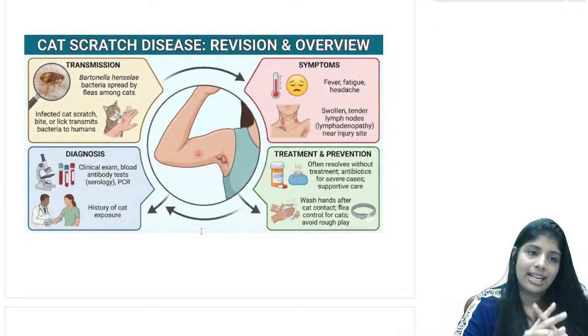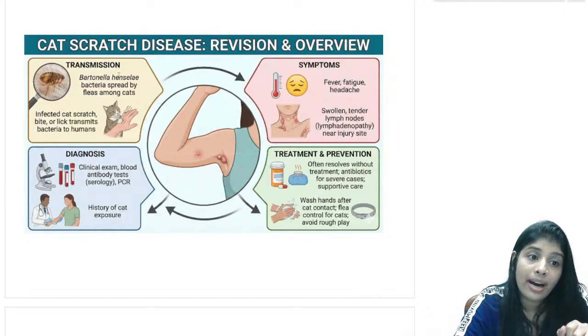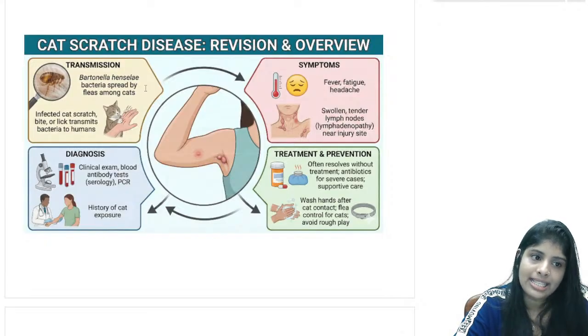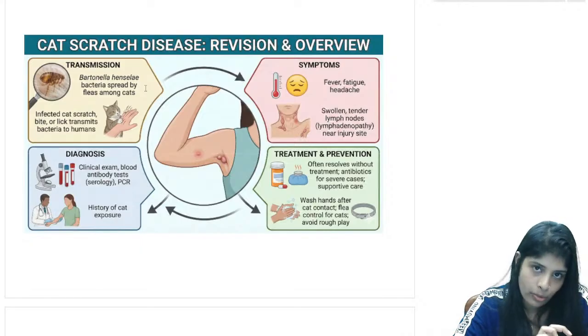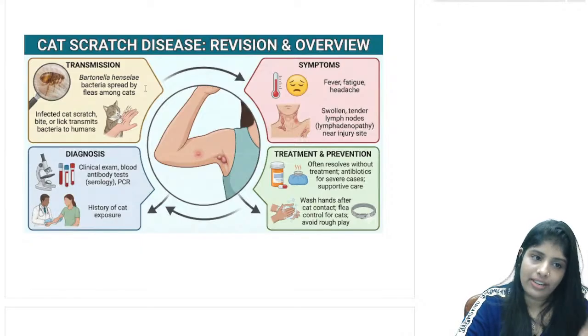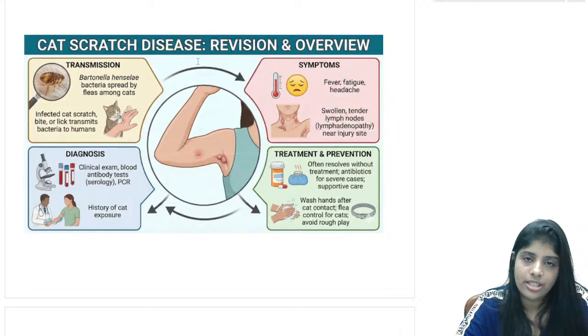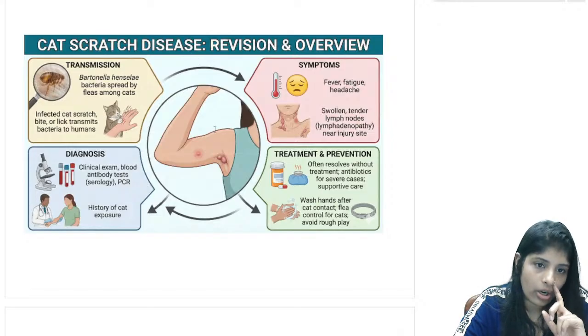So what is cat scratch disease? This disease is caused by Bartonella henselae, and this bacteria is normally spread by the fleas that are present in cats. So if you get a bite or a scratch or a lick on broken skin from a cat infected with this, then you have chances to get cat scratch disease. When you take the history of the patient coming to visit you, you have to ask about exposure to cats.